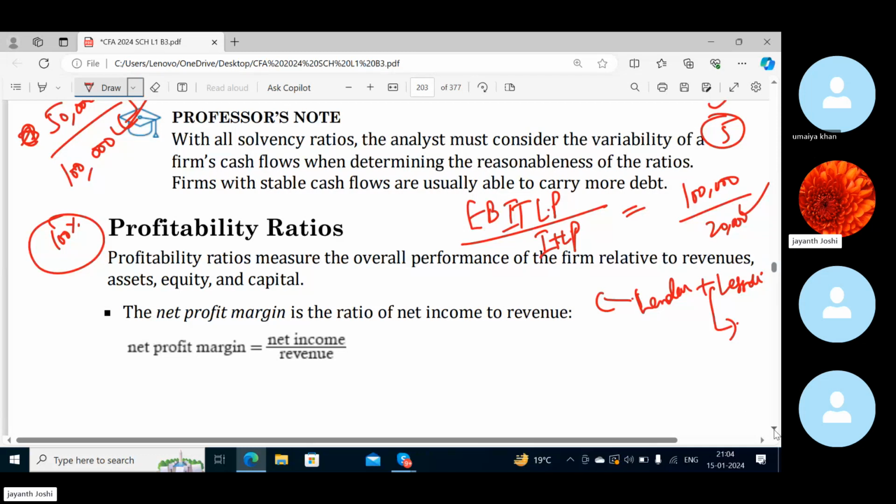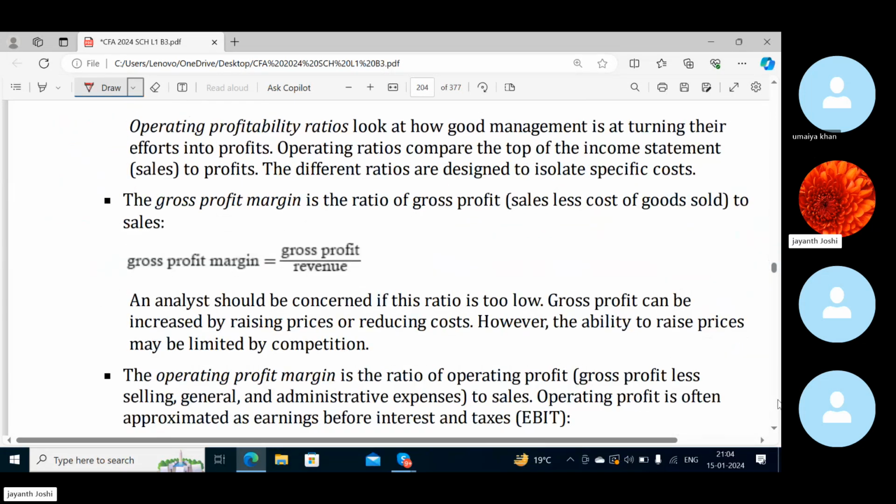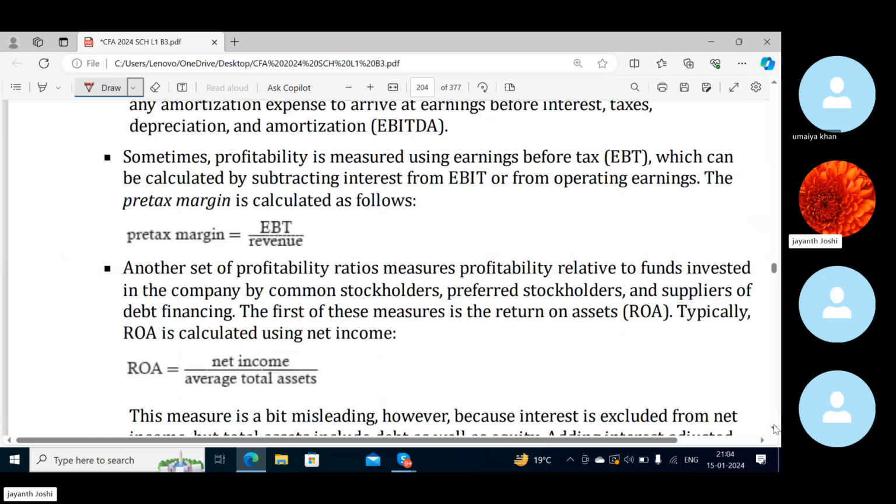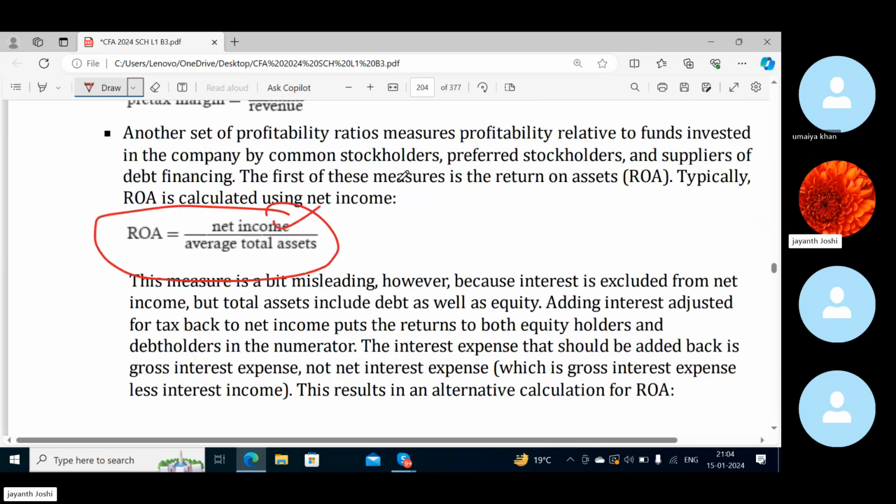Now, see, the profit margins are done. Everything is done. This one is left over: ROA, return on assets. See, return on assets is nothing but, what is average total assets? Opening balance plus closing balance divided by 2. So let's say your average total assets are $100,000 and your net income is $10,000. For an investment of $1, you have earned a profit of 10 cents. Investment in what? Investment in assets.